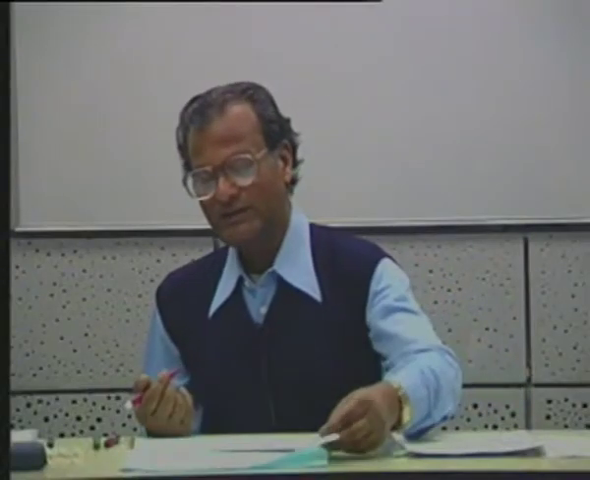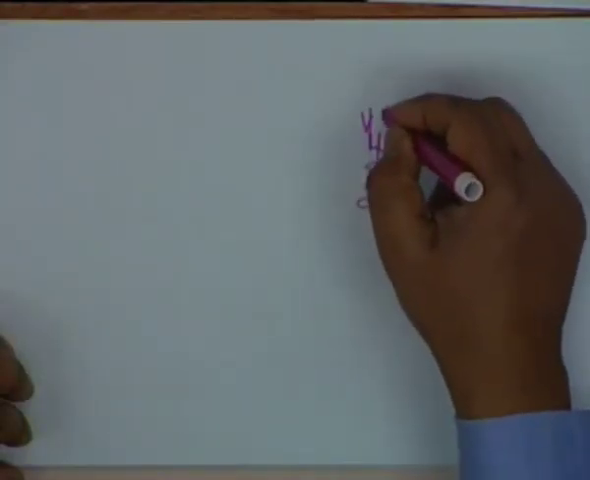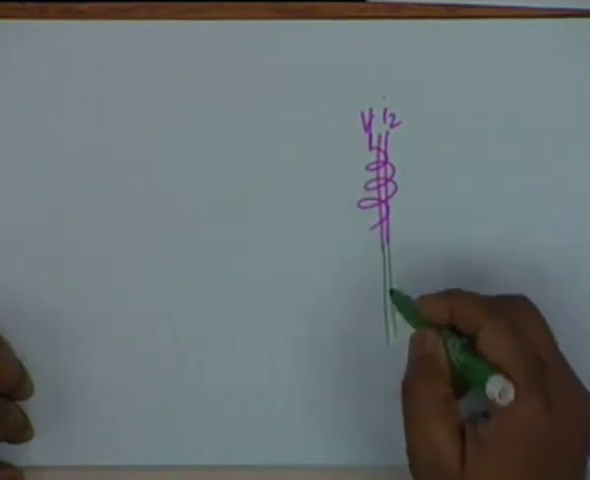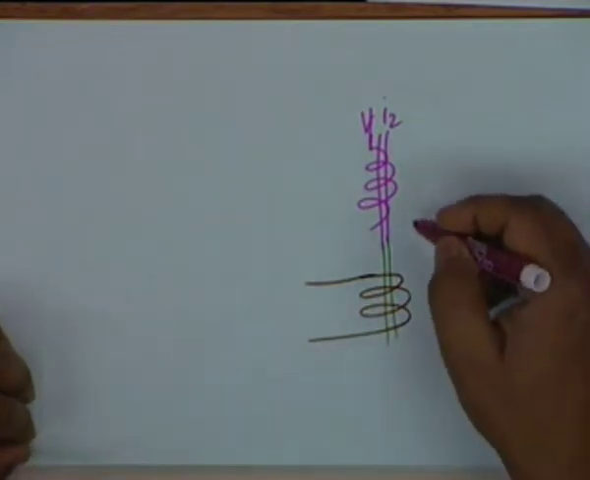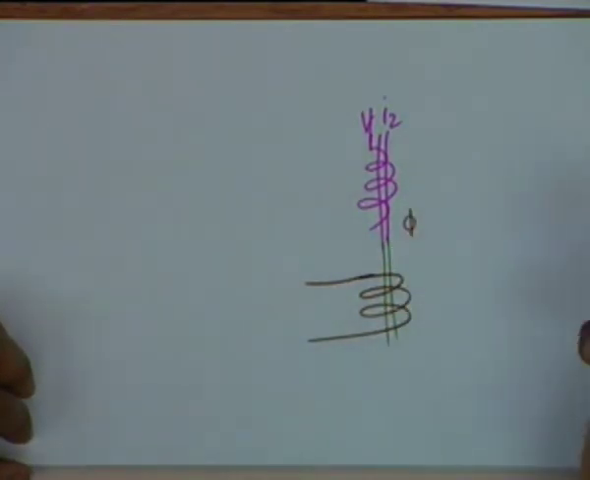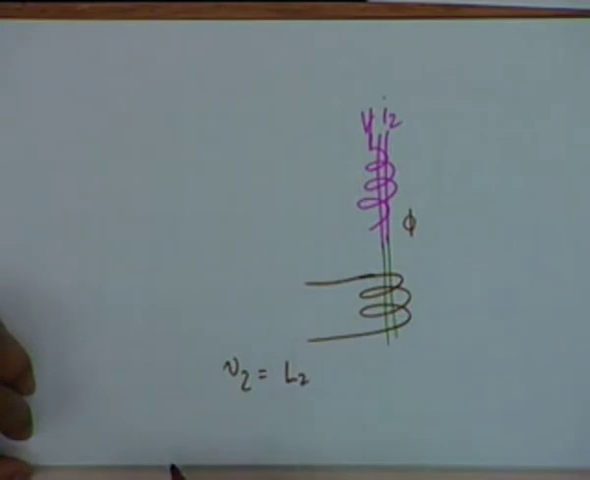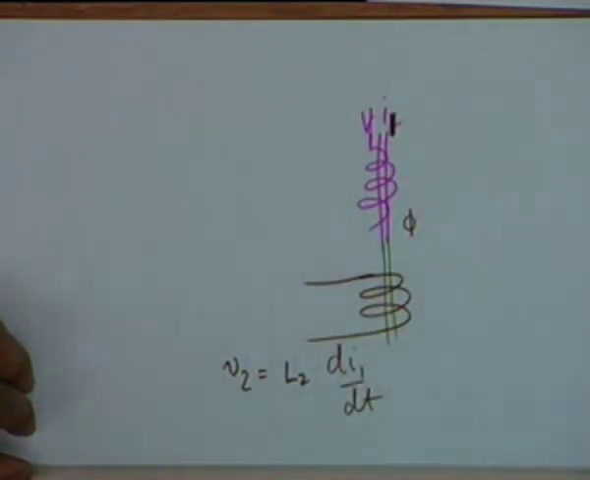Now, if this magnetic flux is generated by another coil carrying a current, let us say I2, and this magnetic flux also links a second coil, and if this flux phi changes with time, then obviously in the second coil we shall have, if the inductance is L2, well, let us say this is I1, L2 di1 dt, some constant multiplied by the rate of change of current. All right.